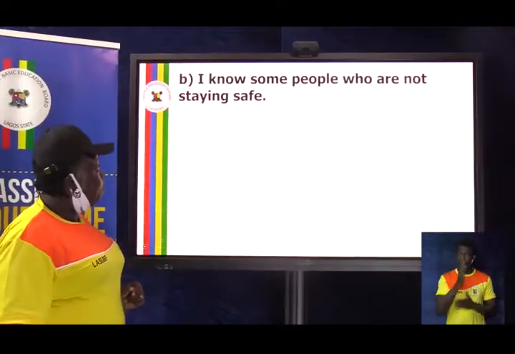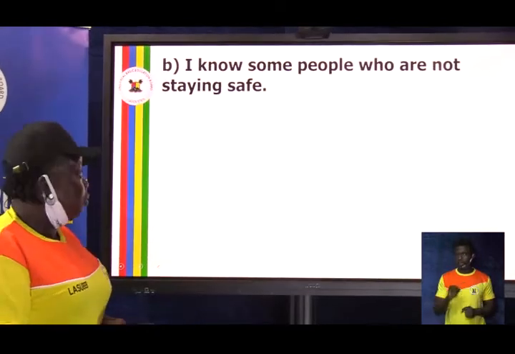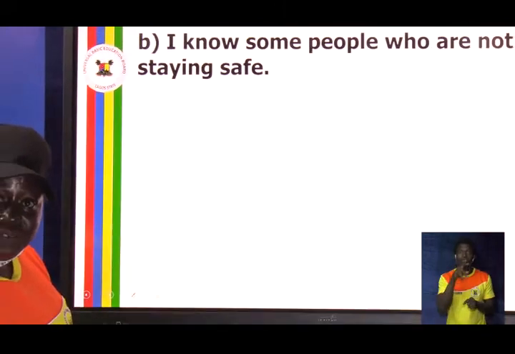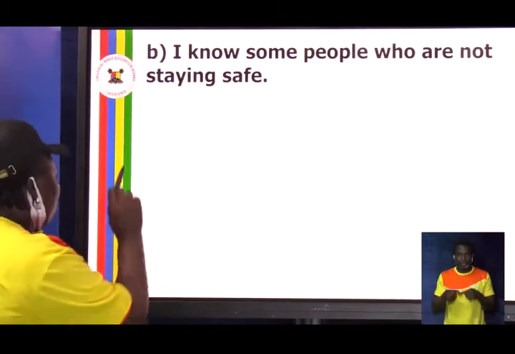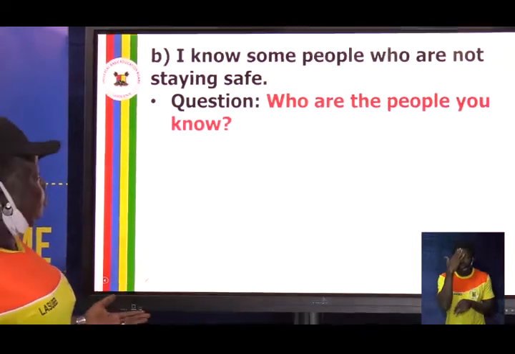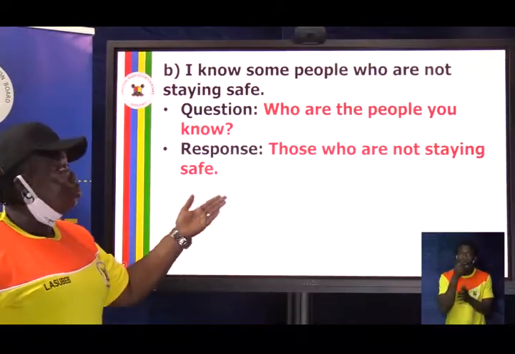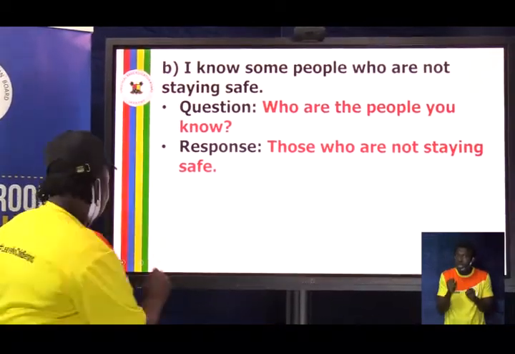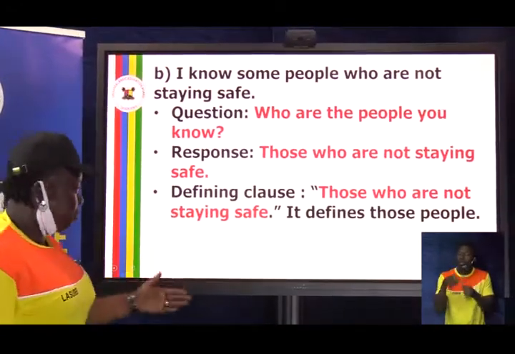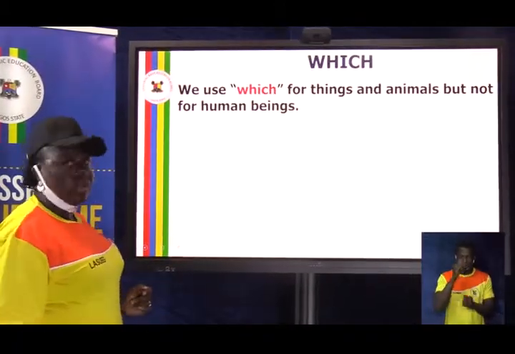I know some people who are not staying safe. Are you one of those people that are not staying safe? Please stay safe. What is the question here? Who are the people you know? And the response will be those who are not staying safe. So your defining clause is those who are not staying safe, because it defines those people. The next one is which.